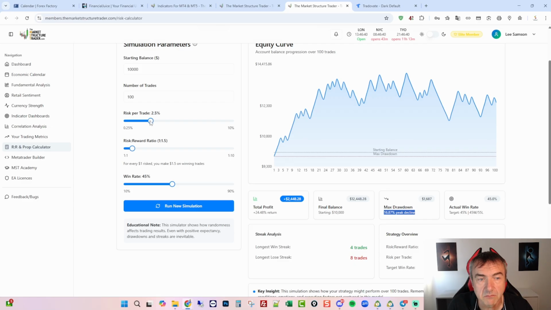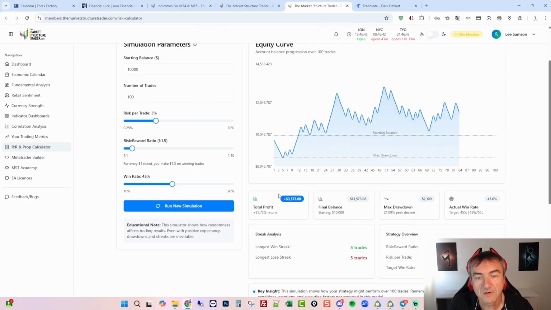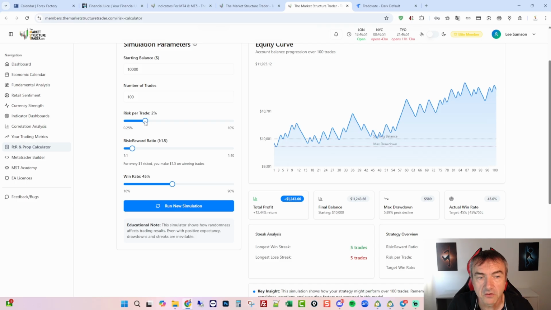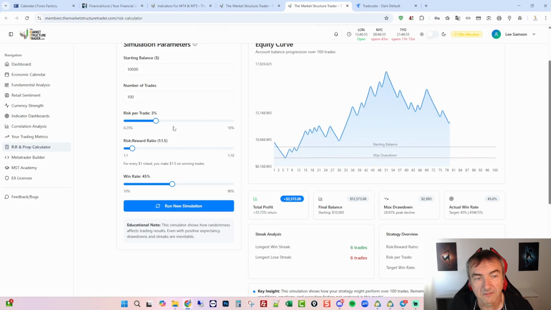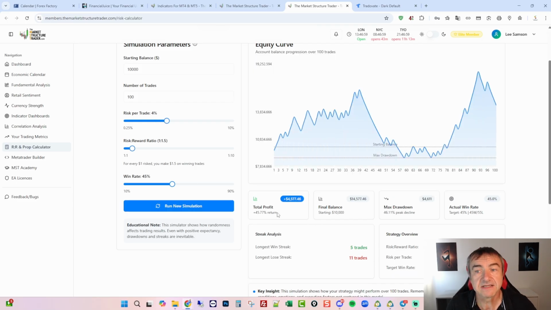Okay, so every time you move this percentage up, you will find that this will jump up by roughly a multiple of 1%. Obviously, 1% generates us around about 1,000, 2% generates us around about 2, 3% generates us around about 3, 4%, guess what? Round about 4. Yeah, it's exactly the same.